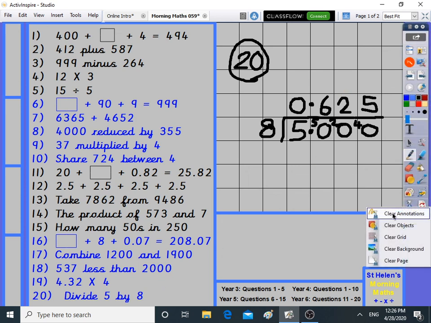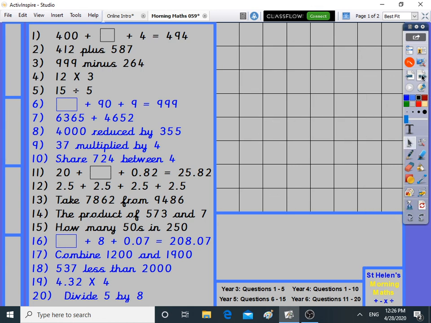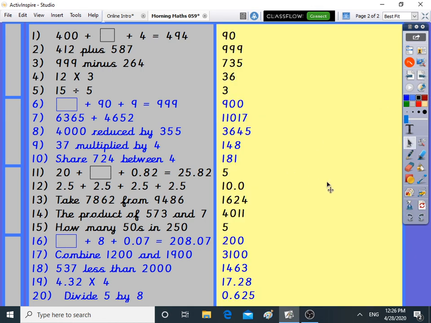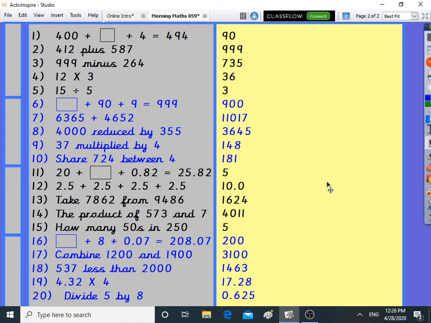Time to have a look at the answers. Please don't just have a look at the answers at the start. The idea is just to check over what you've done once you've finished, because doing the workings is what you need to improve yourself, to learn the methods, to become accurate and to become fast in the end.